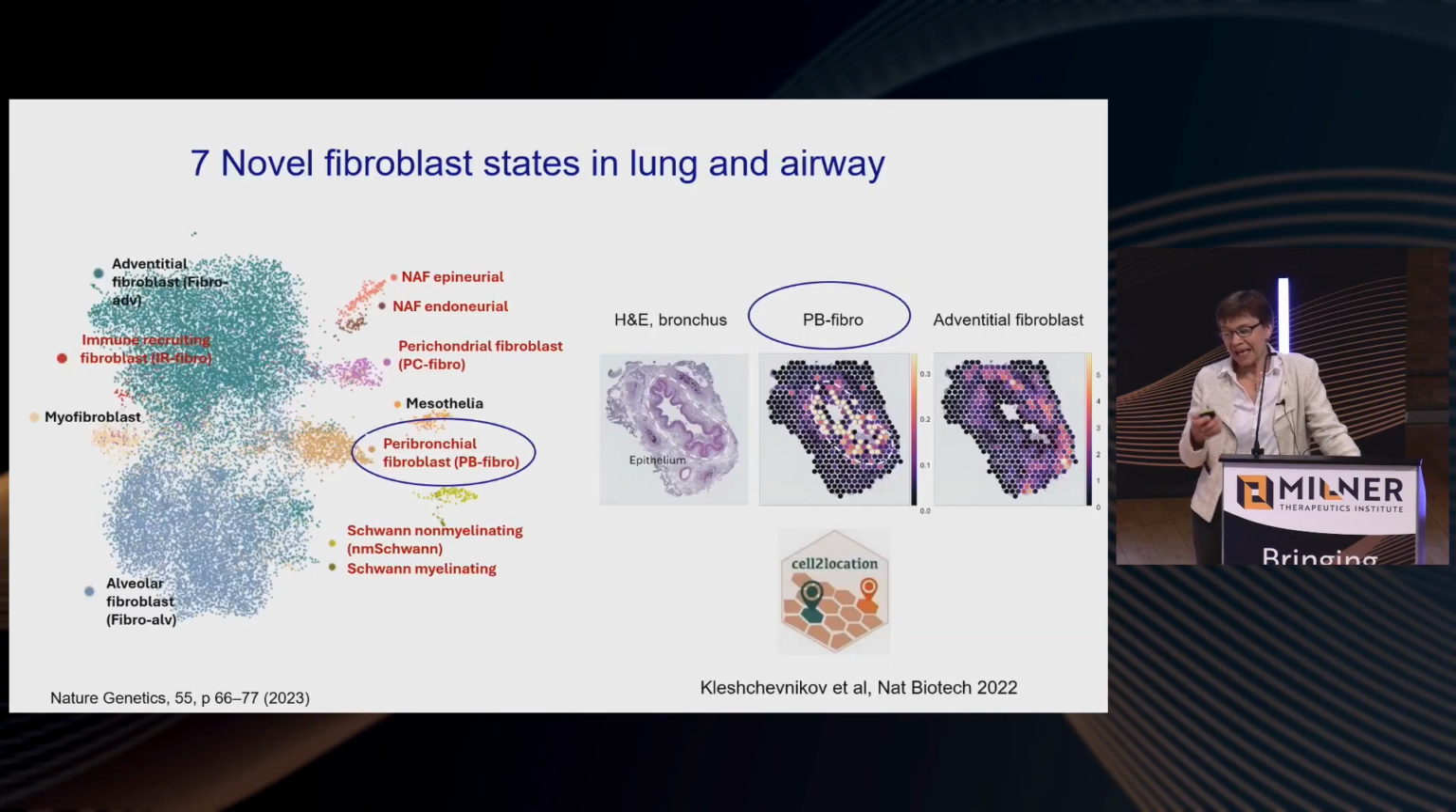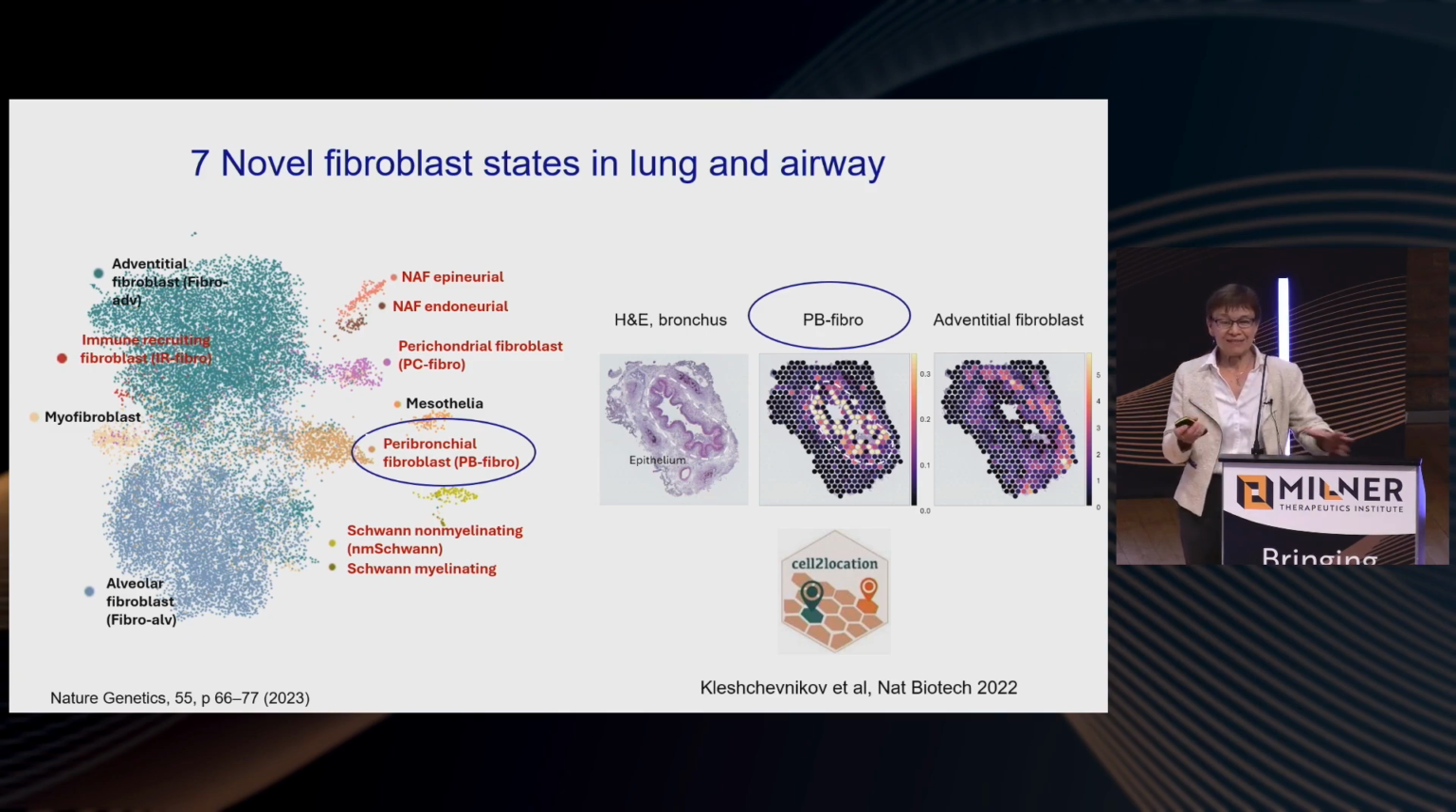And now I'm showing you some new data where Elo has taken all the fibroblasts and allocated novel cell states. So all the red ones are new ones that you managed to annotate, and I'd just like to focus in on one here, the one in blue, the peribronchial fibroblasts.